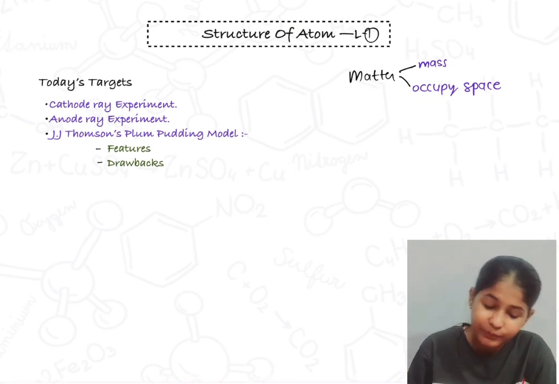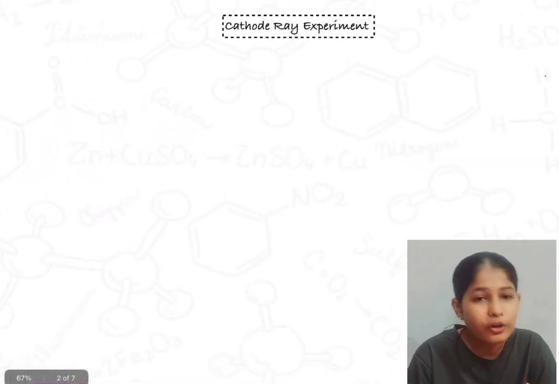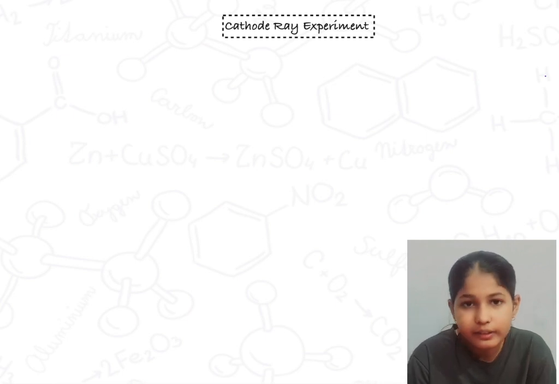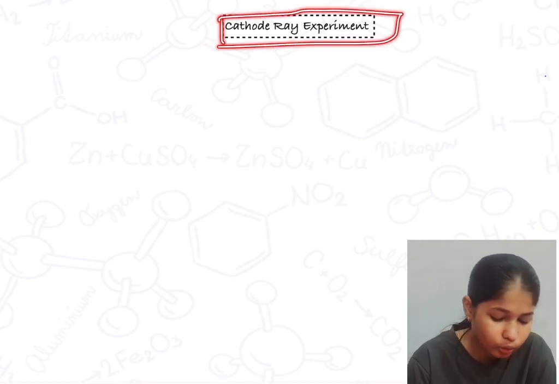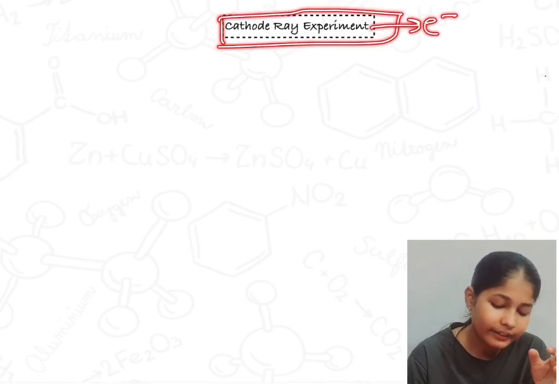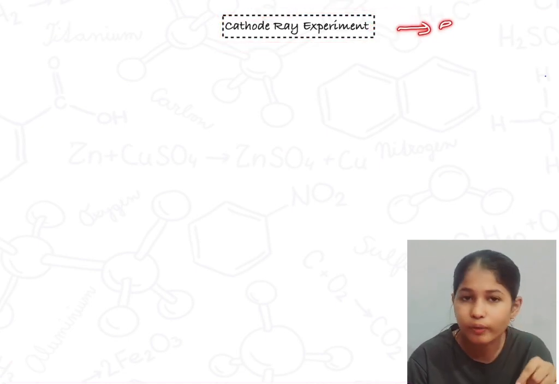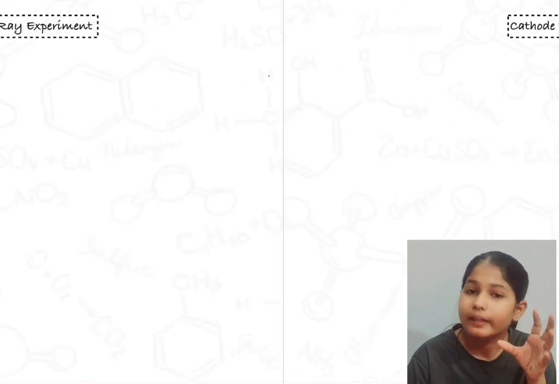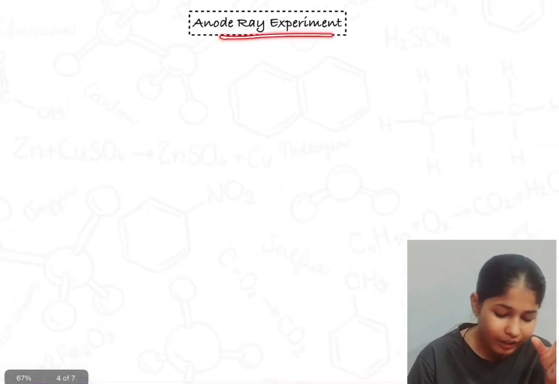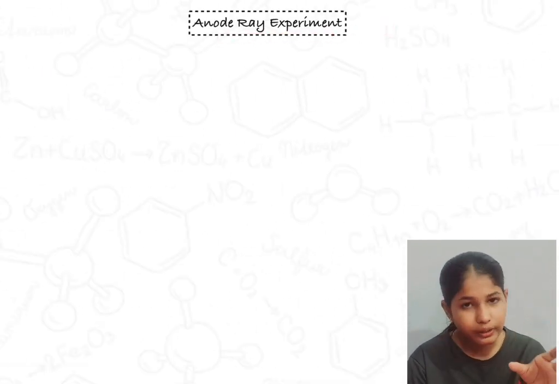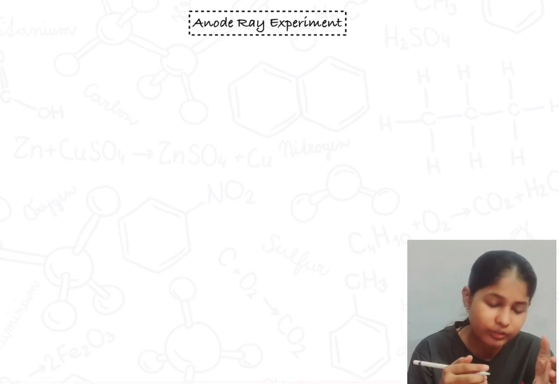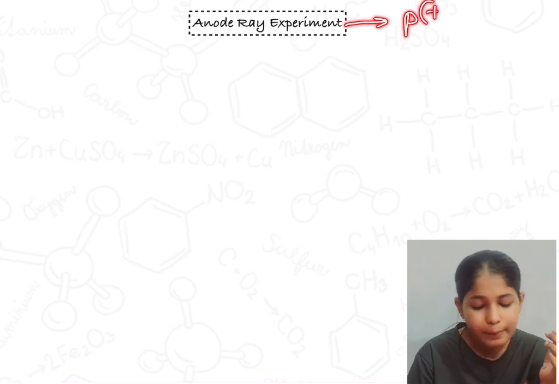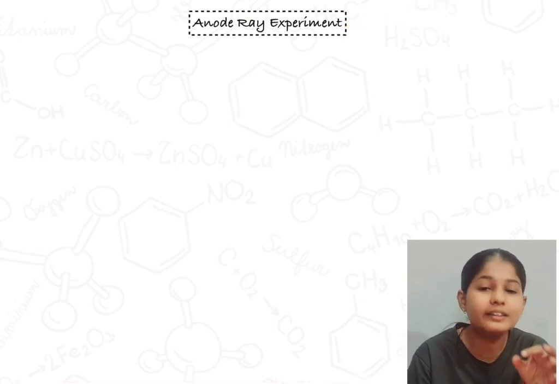Let's start with the cathode ray experiment first. After understanding the cathode ray experiment, you will understand that the electron was discovered. In the cathode ray experiment, our negatively charged particle, that is the electron, was discovered. Then in the anode ray experiment, the scientists got to know about a positively charged particle, that is the proton.